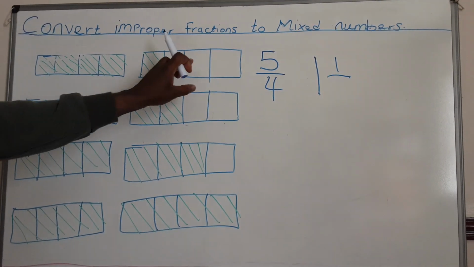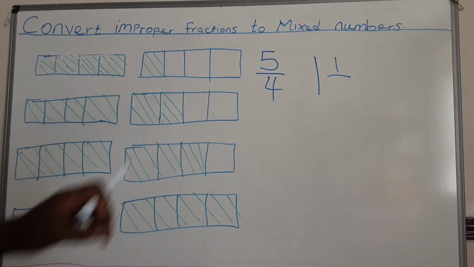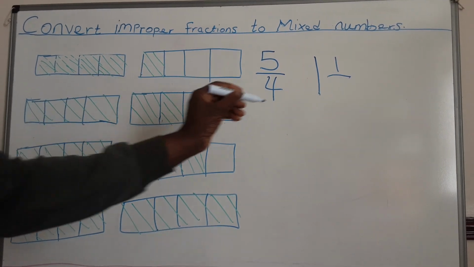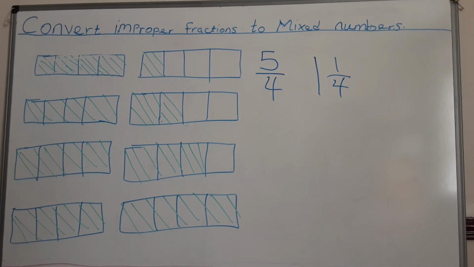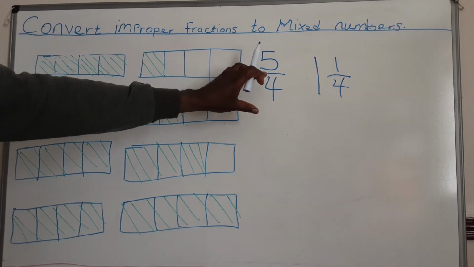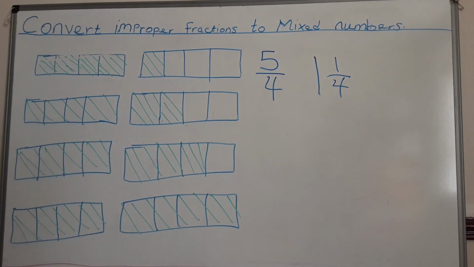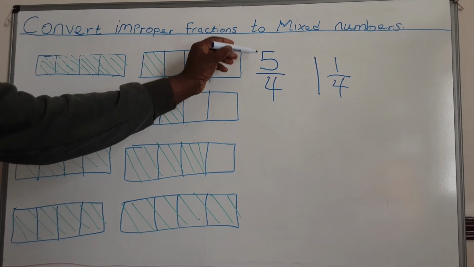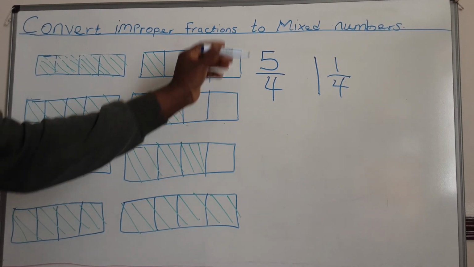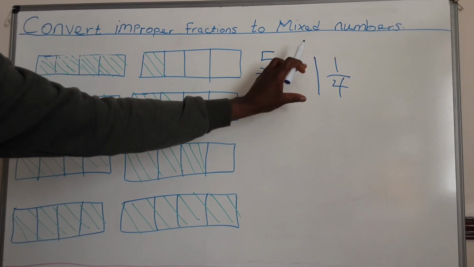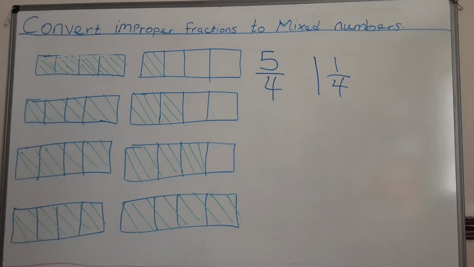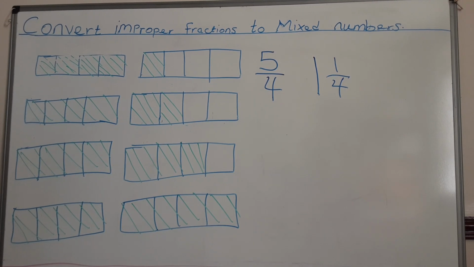And the bar model is divided into how many parts? It's 4. So we put our 4 here. So we can see that the improper fraction has been converted into a mixed number. So we have 5/4. When you convert it into a mixed number using the bar model, we get 1 whole and 1/4.